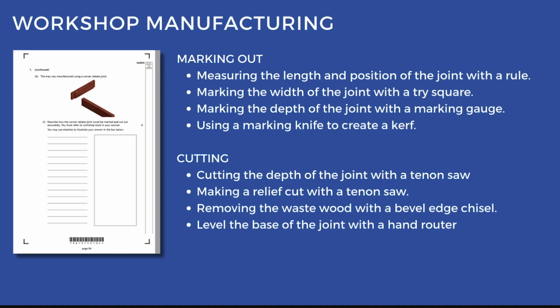The cutting stages would be cutting the depth of the joint with a tenon saw. Some candidates sometimes mention a coping saw, but the correct tool for this would be a tenon saw. Making a relief cut with a tenon saw, that's an extra cut somewhere in the waste wood to reduce the amount of material that would be chiselled out at one time.